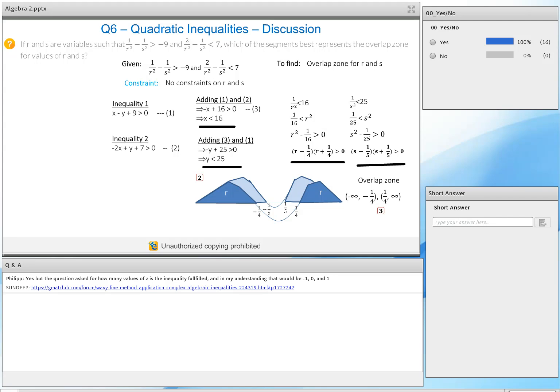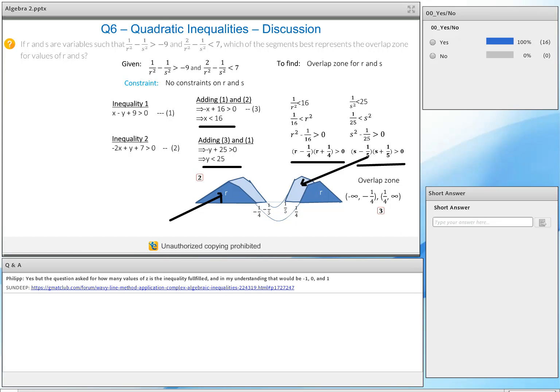Now if you are not able to understand how we got r minus 1 by 4, how we got this overlap zone for r, this range for R and this range for S, just review the wavy line method or review the method for solving quadratic inequalities after the session, and then come back to this question as well. Solve it on your own. You will be able to get it.